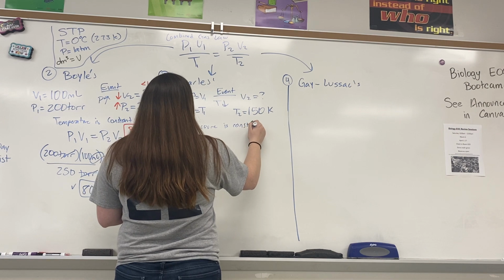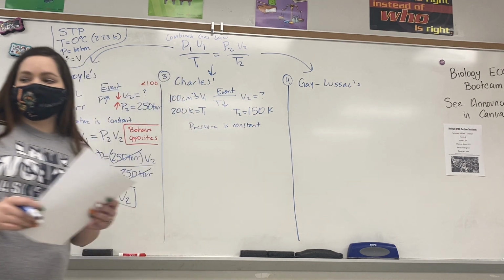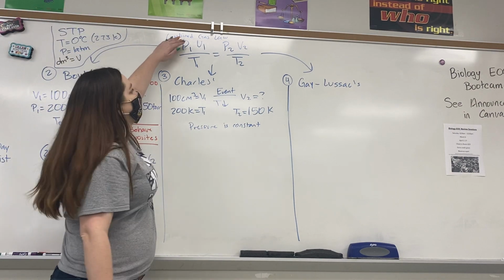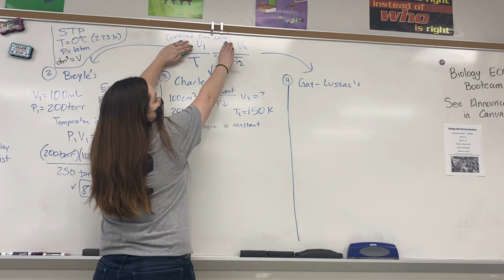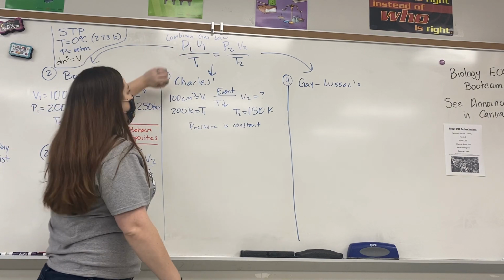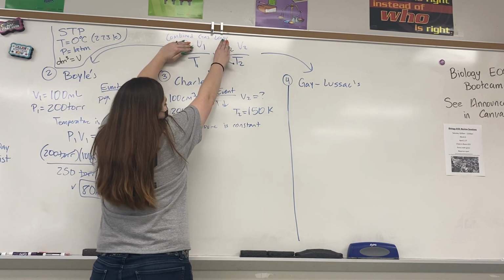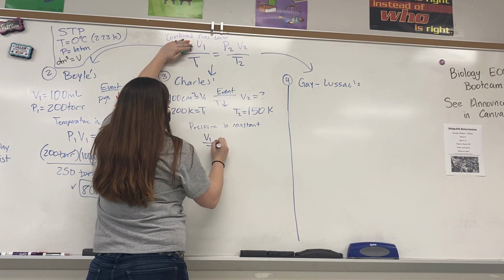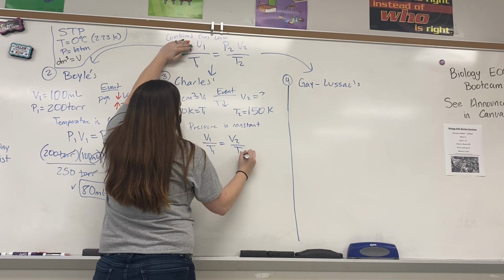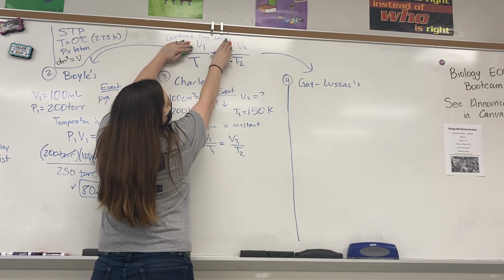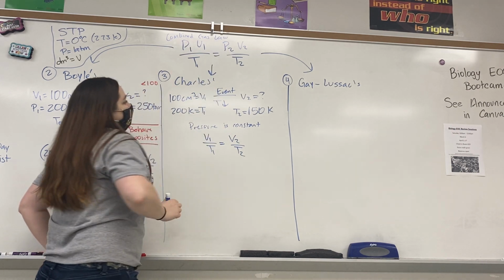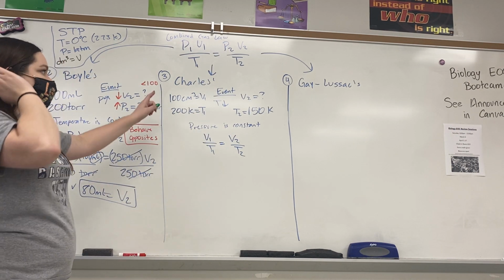So if pressure is constant, what I'm going to do is ignore my P, or my pressure, inside my combined gas law. I'm going to go to my combined gas law, I'm going to cover up my P's, I'm going to write everything else. So if I cover up my P's, that means that I have V1 over T1 equal to V2 over T2. So that is going to be my formula for Charles's law.